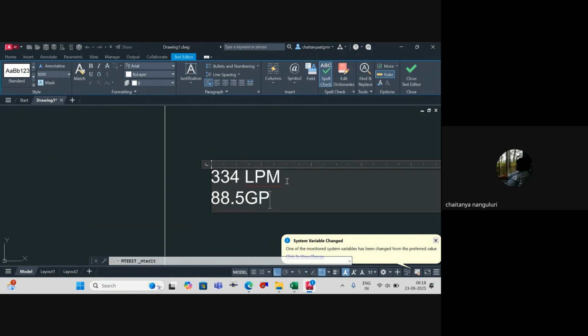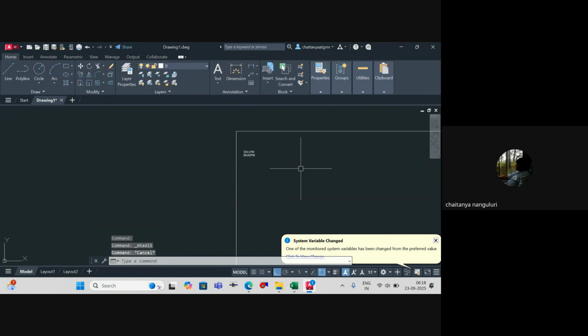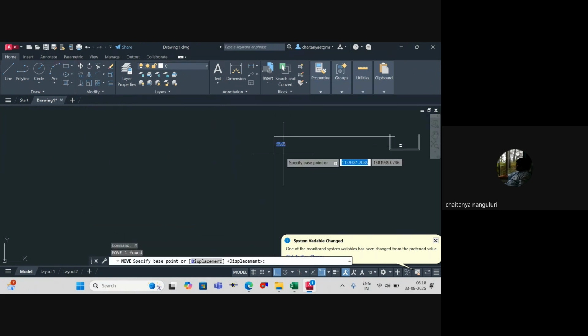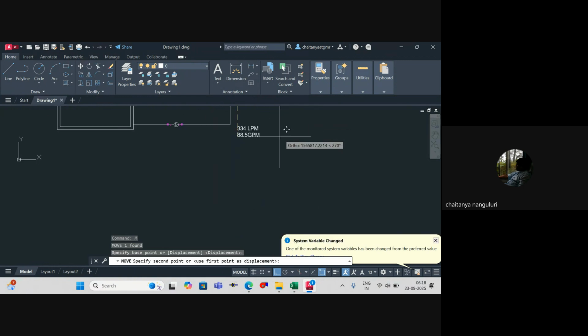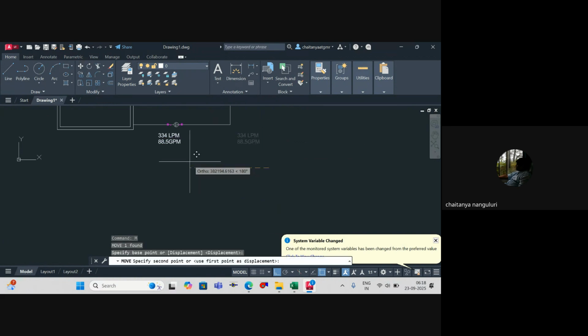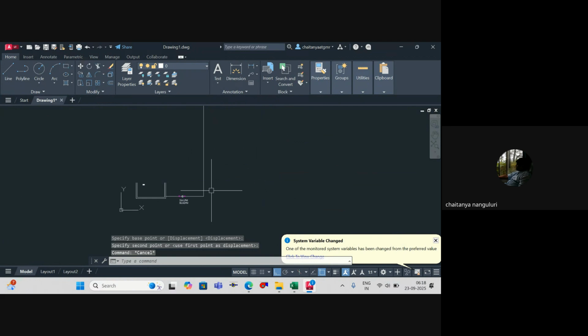88.5 GPM is the value. I mean, both the units I'm writing. So these are the flow rate that I should have for the pump. You agree? Yes. Now let's take this one. Let's take our charts, or I'll use software instead of a chart now because you already understand how to use software. I'll share you this tool as well.